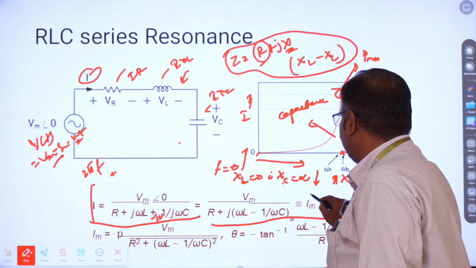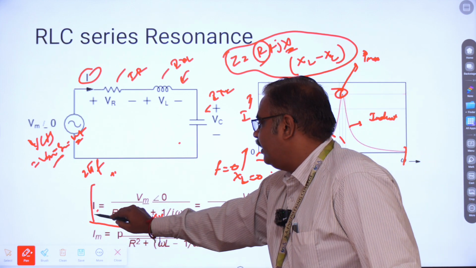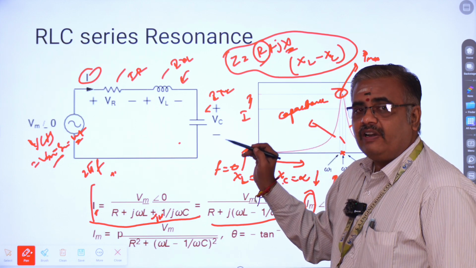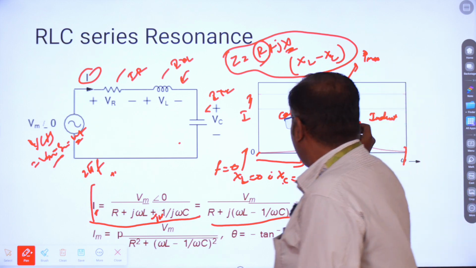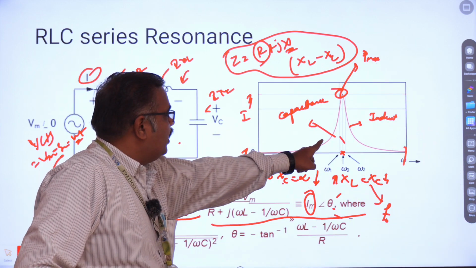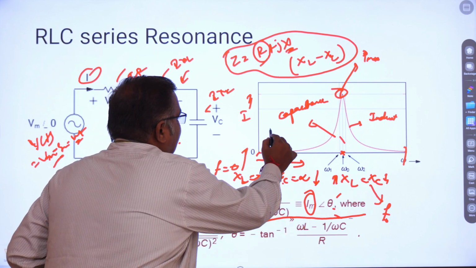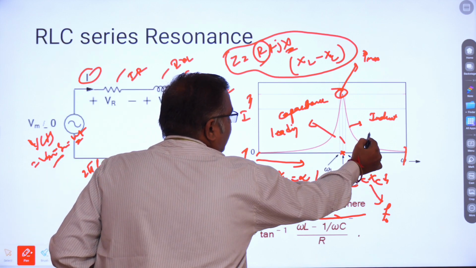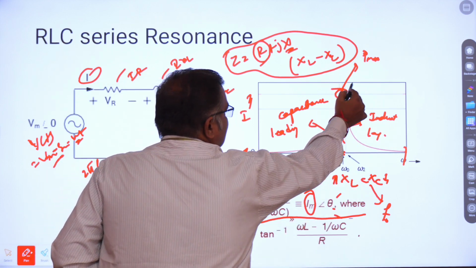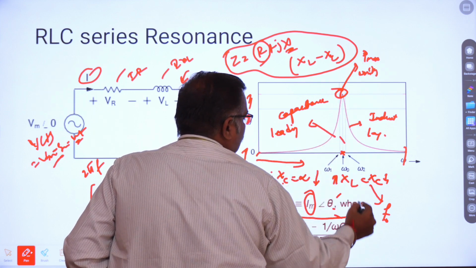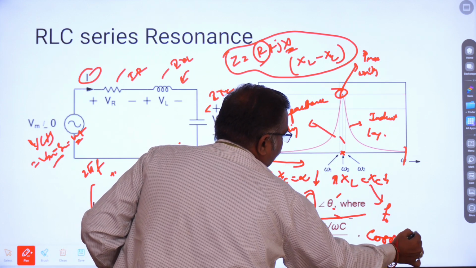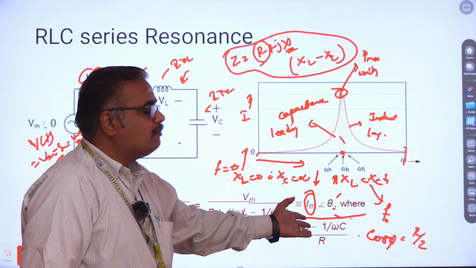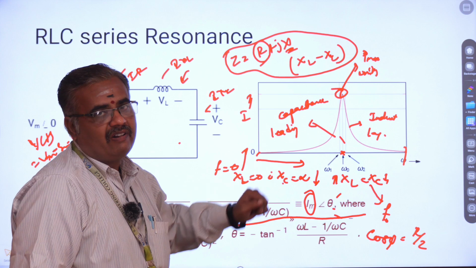So here Im is the magnitude of the current I, and theta is nothing but the angle made. This theta will decide the power factor. So when you see this response, when the capacitance is dominating, we can state that the power factor will be a leading power factor. And of course, when the inductance is dominating, you'll be getting a lagging power factor. At resonance, the power factor will be unity. We know that power factor is nothing but cos phi, which is nothing but R divided by Z, where R is the real component and Z is the resultant component, which has been obtained from the power triangle.